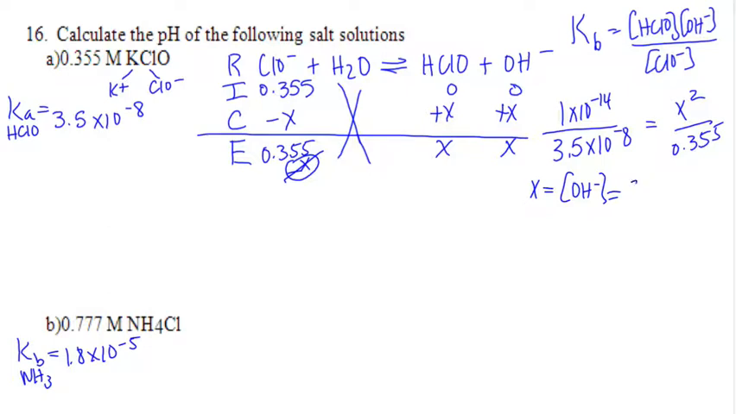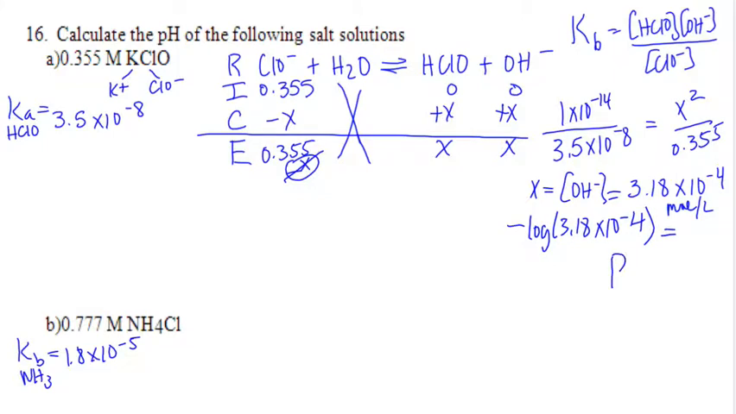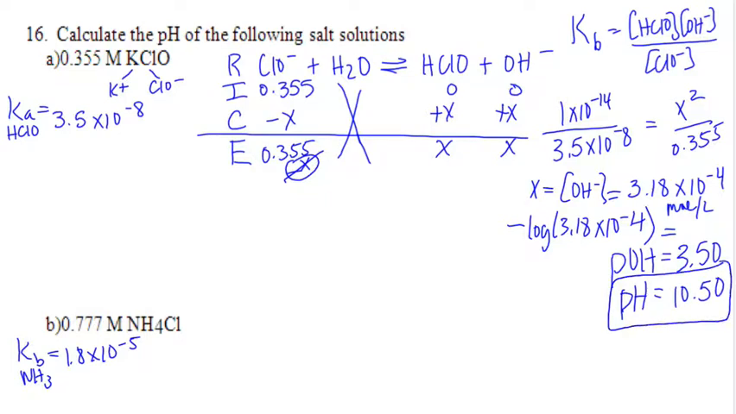Matthew, what'd you get? Can I get a second on that? Okay, so this is the concentration in moles per liter. Now if I take the negative log of that, let's give 2 decimal places in the pOH, I get 3.50. Therefore, my pH is 10.50. And it's basic, which makes sense.